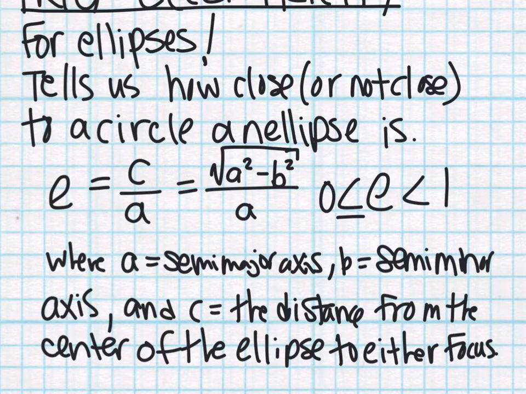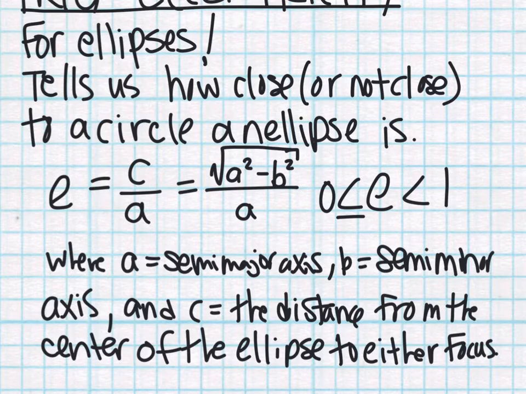So the word eccentricity actually comes from the adjective eccentric, which means off-center. And if you think about how an ellipse compares to or is different from a circle, it makes sense. An ellipse is kind of like off balance. It's got 2 centers instead of 1, so it's not on center like a circle is.